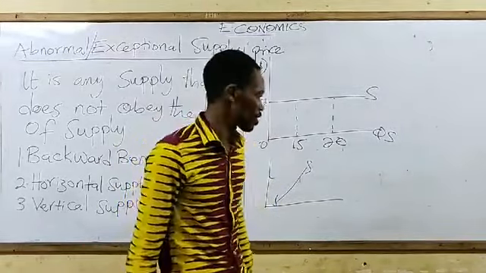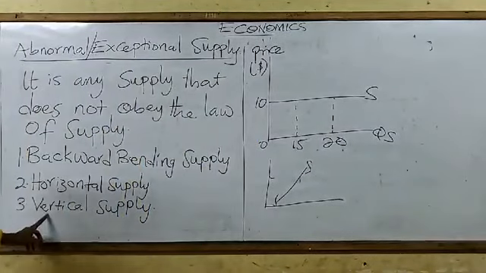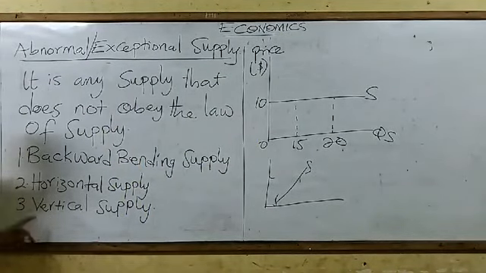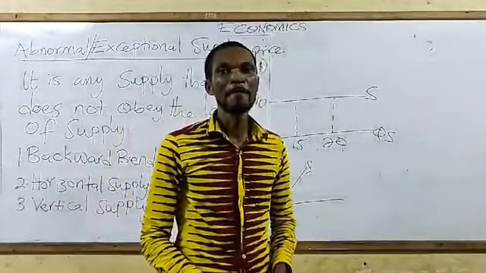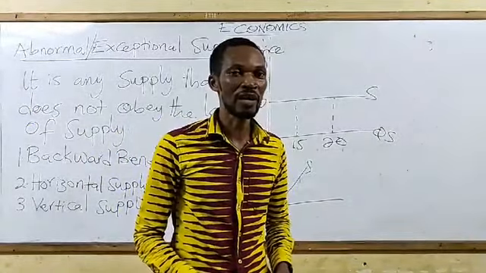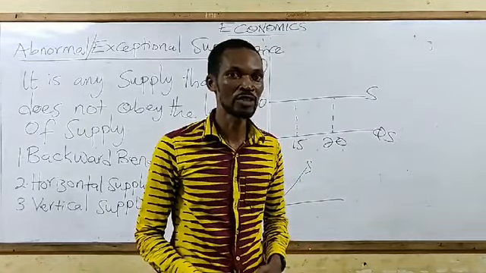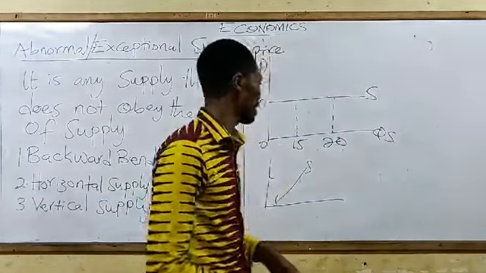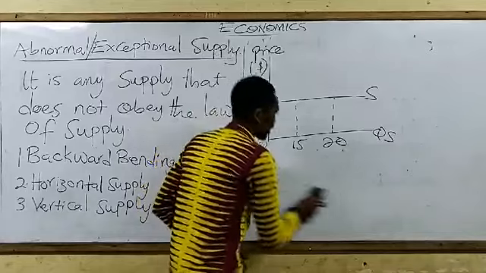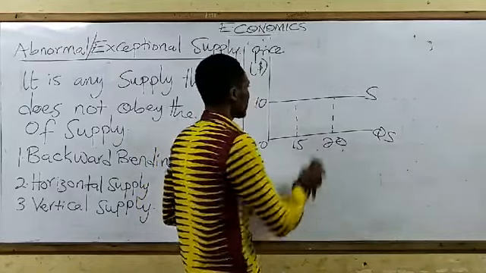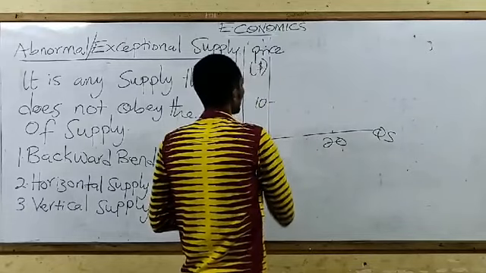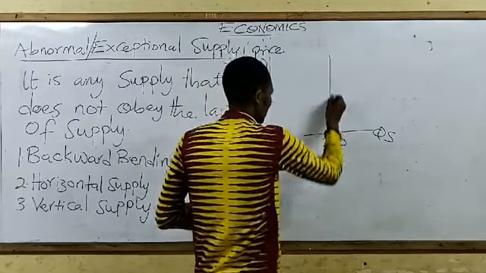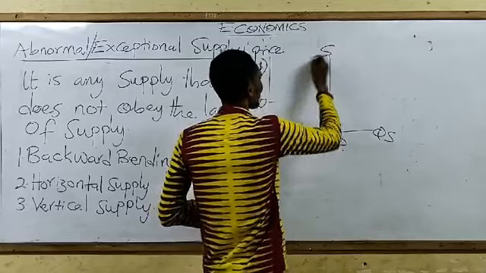Okay, good. Then we move to the last one, which is the vertical supply. You can also call it perfectly inelastic supply. When we do elasticity, you will appreciate it better. Perfectly inelastic supply. And this is how the curve looks like. Supply.